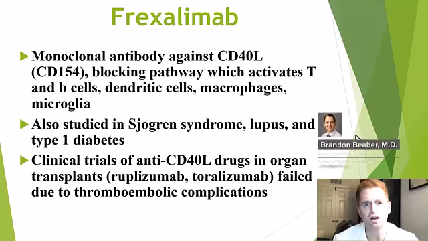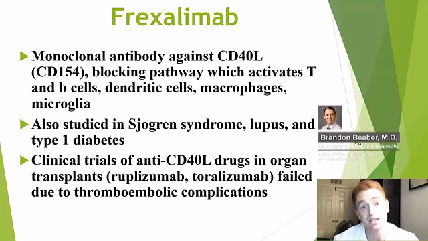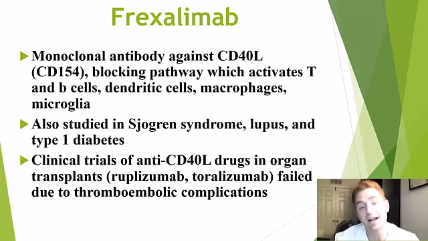Frexalimab is a new drug being developed to treat multiple sclerosis with a successful phase 2 trial, now in phase 3 trials. It's completely different than any other drug used to treat MS. It is an antibody that targets CD40 ligand, or CD40L, also known as CD154, and I'll explain what this is in detail on the next slide, but in general, it blocks the activation of T lymphocytes by antigen-presenting cells such as B lymphocytes, and it's present on multiple types of immune cells, including dendritic cells, macrophages, and microglia, which are present in the central nervous system.